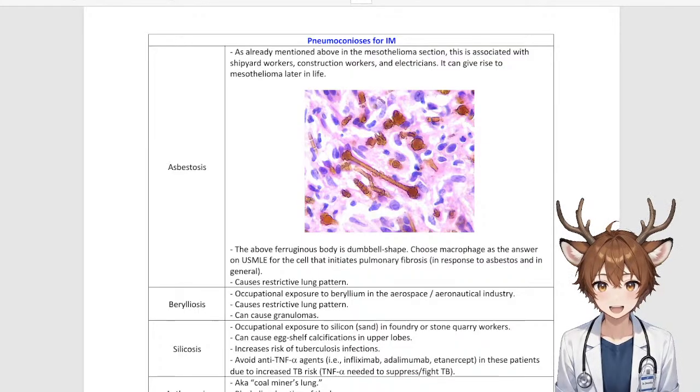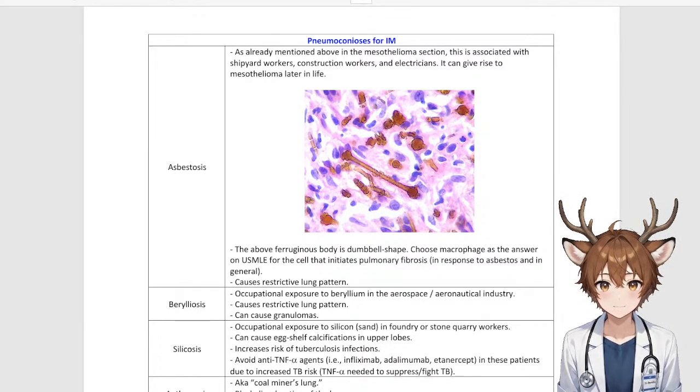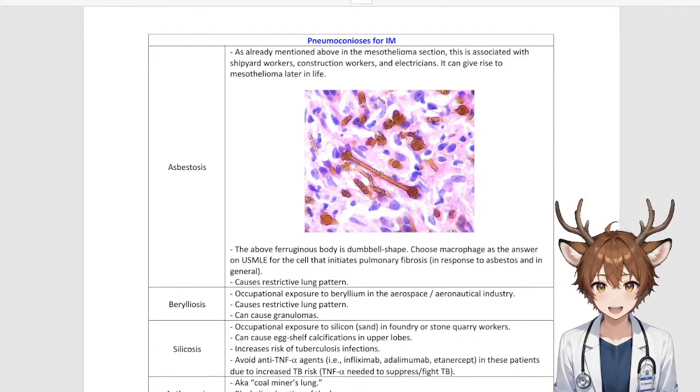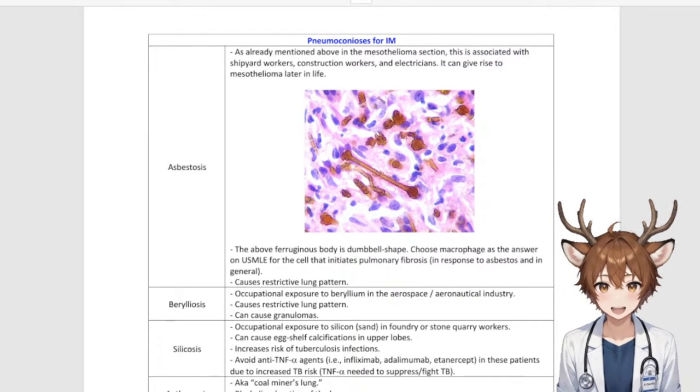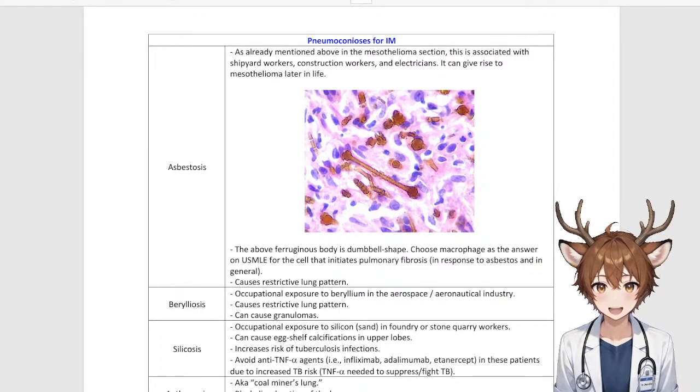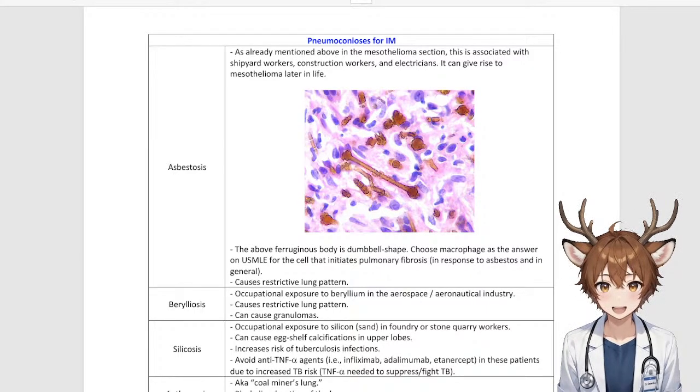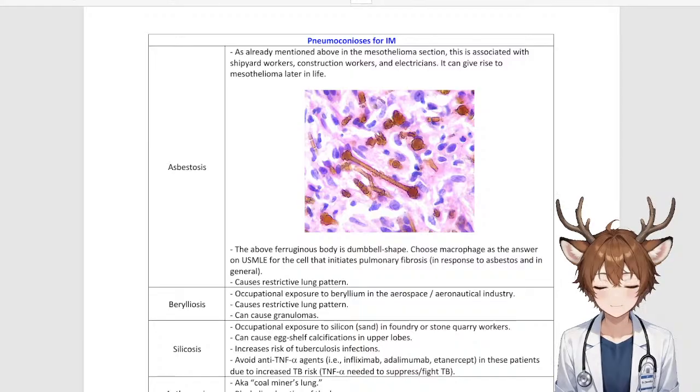Pneumoconiosis for IM. So now we're going to pneumoconiosis. What do we have? So asbestosis, let's talk about it. Asbestosis, as already mentioned above in the mesothelioma section, is associated with shipyard workers, construction workers, and electricians. It can give rise to mesothelioma later in life.